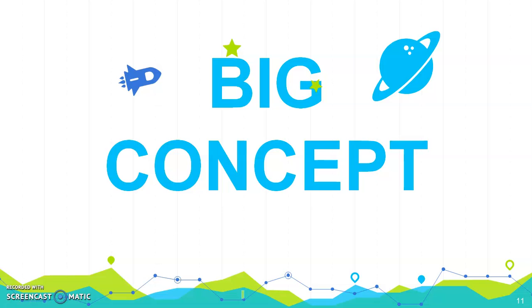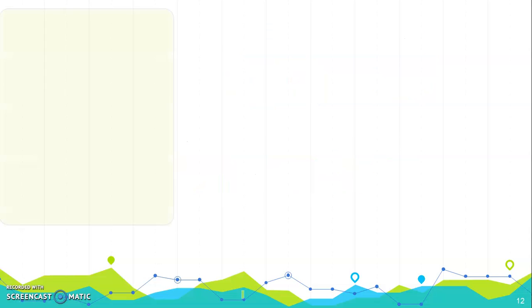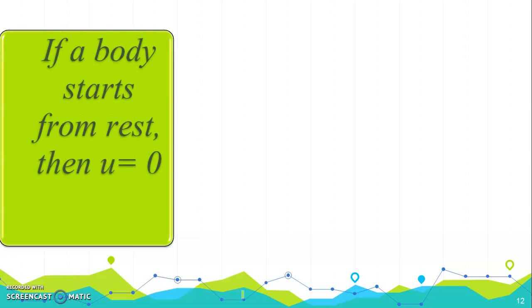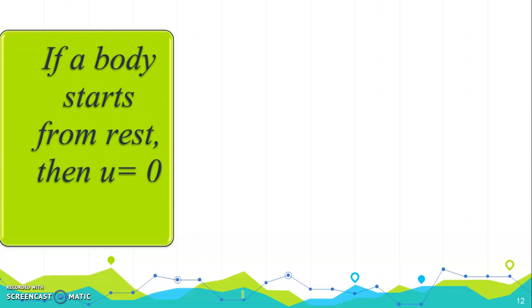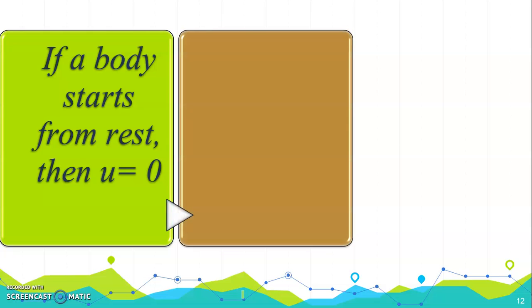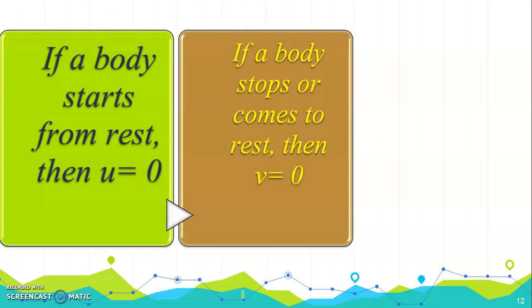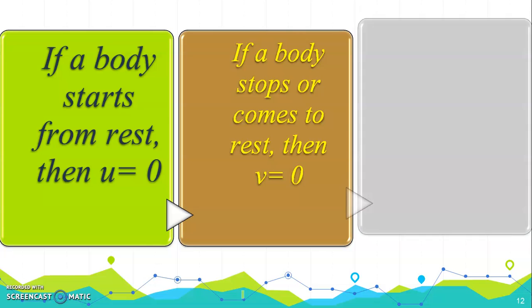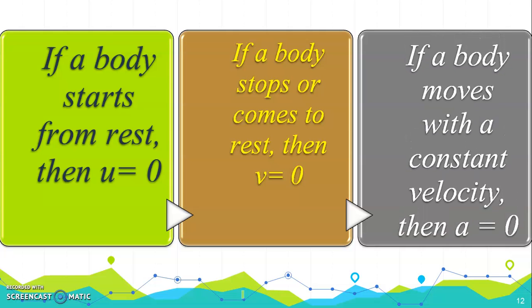Now here we have a very big concept that relates to these equations of motion, and it will be very helpful for you. The first one is, if a body starts from rest, then its initial velocity is 0. And if a body stops or comes to rest, then its final velocity will be 0. And the third one is, if a body moves with constant velocity, then its acceleration is 0.